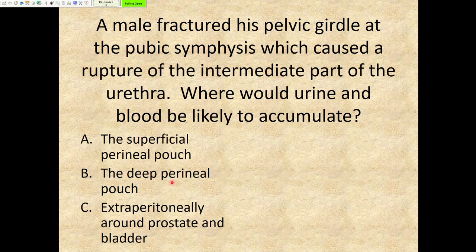Okay, so then I had a question for you in class. If you had a fracture at the pubic symphysis and it causes a rupture in the intermediate part of the urethra, where would the urine be likely to accumulate? It's actually in the deep perineal pouch or space, because that's where the membranous portion of the urethra is located. But it can also go up into the pelvic cavity through the urogenital hiatus. And so you should be aware that that can also occur.